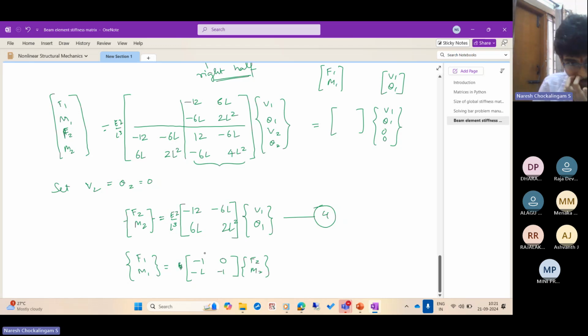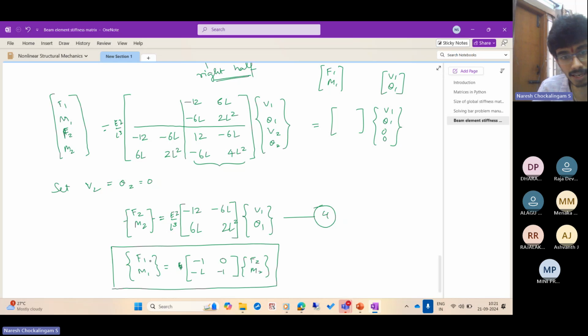So these equations hold always, regardless of whether you keep node 2 fixed or node 1 fixed. This has to be always satisfied. F1 M1 should always be -1 0 minus L minus 1 times F2 M2. If this is not satisfied, then the beam is not in equilibrium. So this is always satisfied regardless of whether V1 is equal to 0 or V2 equal to 0 or any other boundary conditions. Right now we are looking at cantilevered beams, but even if you have a simply supported beam or any boundary condition, this relation cannot be violated.